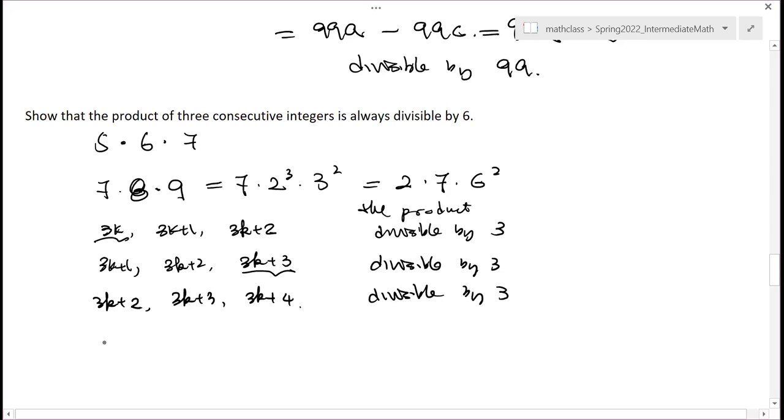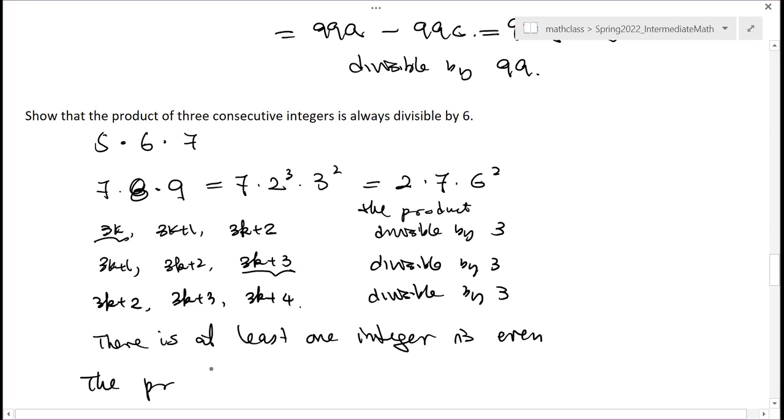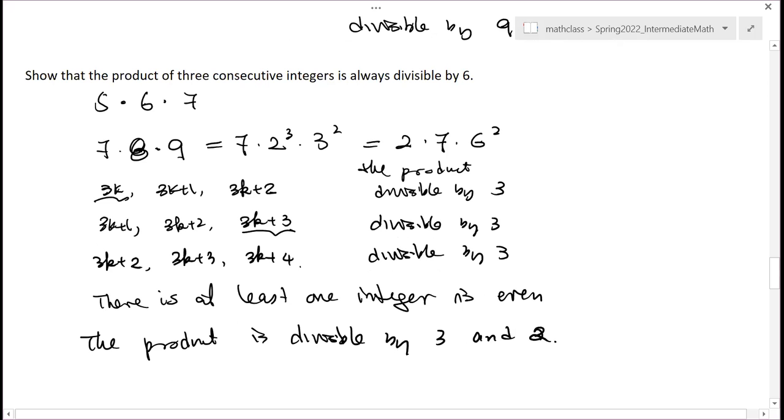So yeah, there is at least 1 integer that is even in these 3 groups, right? So the product is divisible by 3 and 2. Of course, then divisible by 6. Okay, combine them together, that's 6. That's how we prove it.